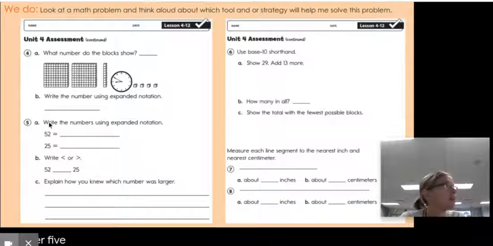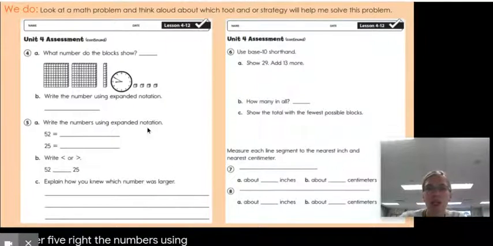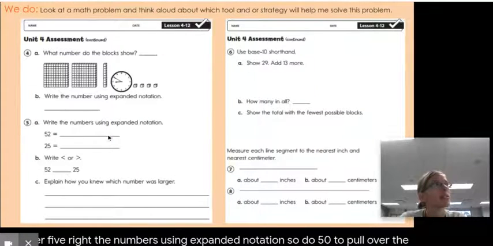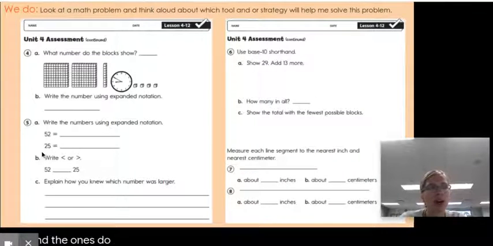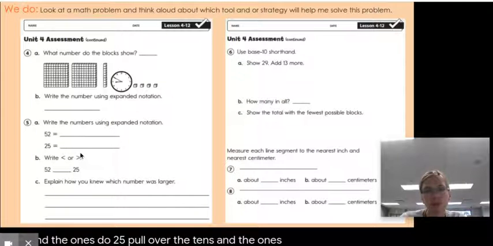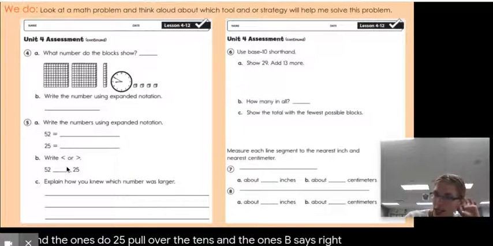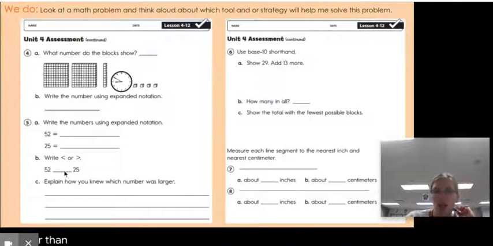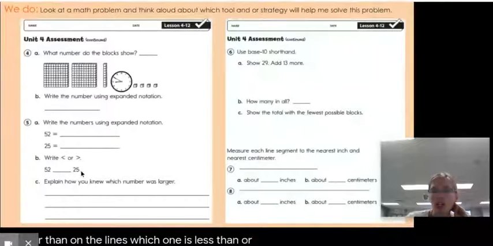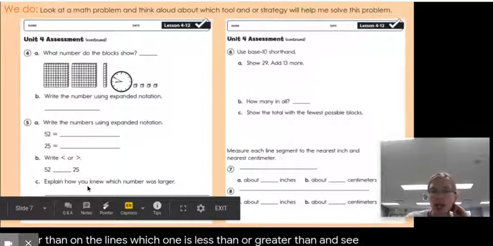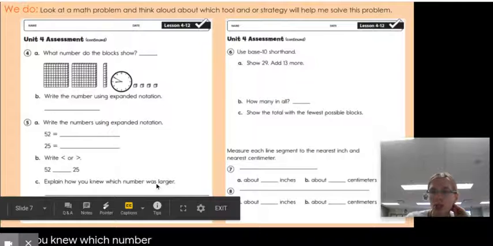Number 5, write the numbers using expanded notation. So do 52. Pull over the tens and the ones. Do 25. Pull over the tens and the ones. B says write less than or greater than on the lines. Which one is less than or greater than? And C, explain how you knew which number was larger. Make sure you pause the video until you have this whole page filled in.